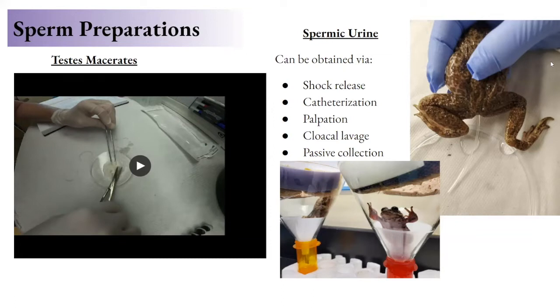So, for example, for my species, the mountain yellow-legged frog, they really do not release their sperm easily. It's very, very difficult to get spermic urine from them, so I do have to use catheterization. I have tried a passive collection method, but I have not perfected that protocol.